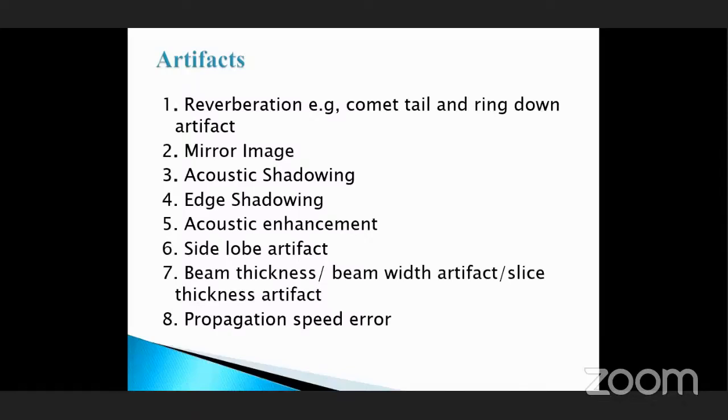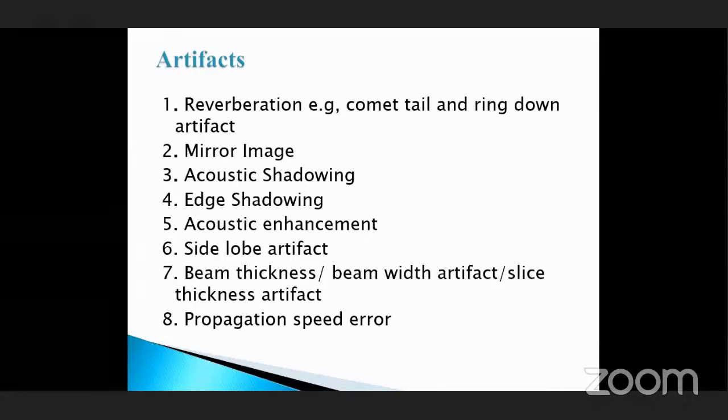In that case, we can see a sludge in anechoic areas. Now, beam thickness, beam width, or slice thickness artifact occurs when half of the transducer is on one part and half of the transducer is on some other organ, and the image of both the parts is displayed in a single image. In that case, we encounter this beam width artifact and propagation of speed error.